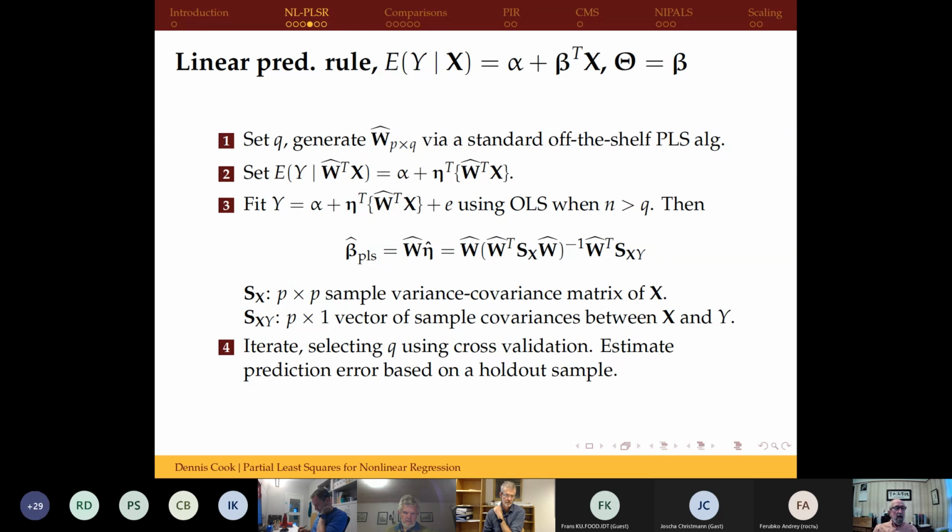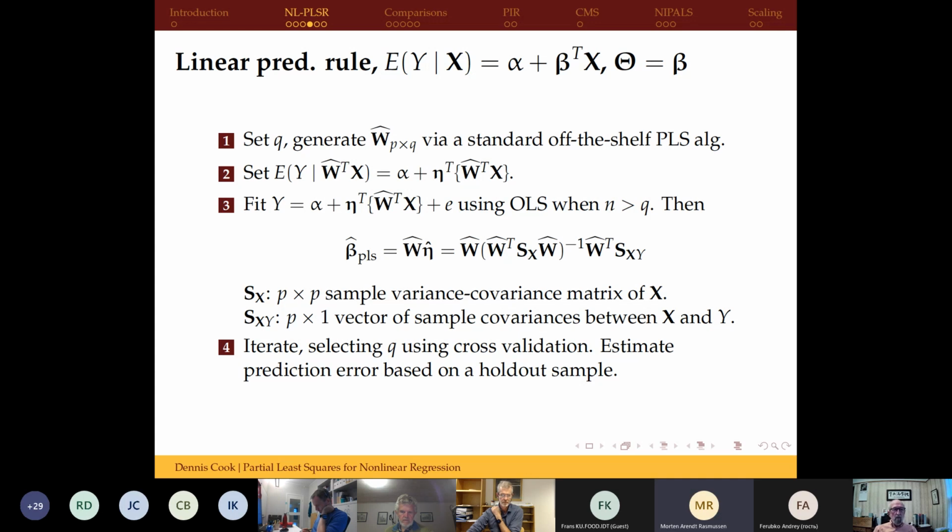Then we set the mean function. We say, hey, I'm going to assume a linear mean function. Then we fit that linear mean function using ordinary least squares when n is a lot bigger than the number of components, which it typically is. That gives us beta hat partial least squares as displayed on the screen. And then we iterate and we select Q using cross-validation. We estimate prediction error based on a holdout sample. There's nothing new here. This is just how partial least squares algorithms work.